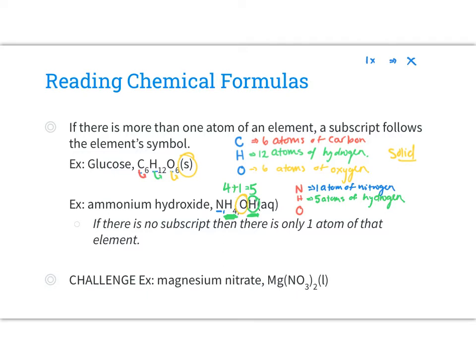Lastly, oxygen didn't have a subscript here, so there is 1 atom of oxygen. The state in brackets here, AQ, is aqueous. This means it's been dissolved in water. So it's a solution.